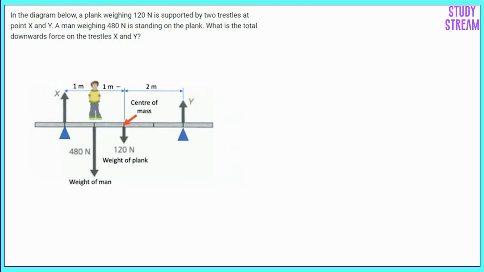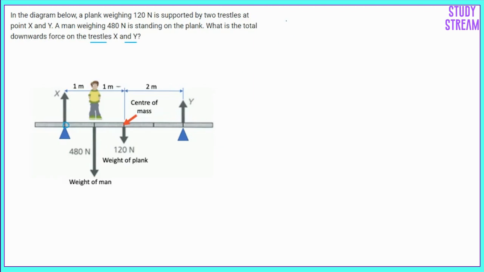Okay, very good. Now, in the same diagram, the man standing on the plank again, what is the total downward force on x and y? Okay, so now we need to find the total forces, one at x and one at y. We already found y. Now we need to find the one at x here. So before we do the calculation, we need to know the rule.